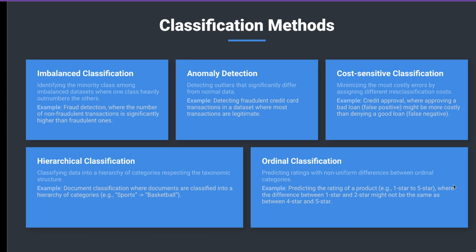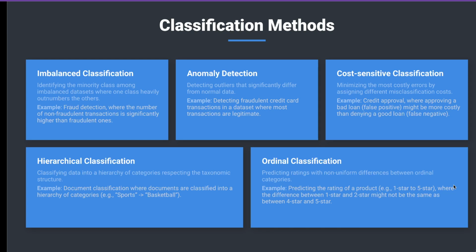Anomaly detection, detecting outliers that are significantly different than normal data. This is often used in cybersecurity. The example I give is detecting fraudulent credit card transactions in a data set where most transactions are legitimate. How do we know that that outlier is a natural outlier or it's a fraudulent outlier?